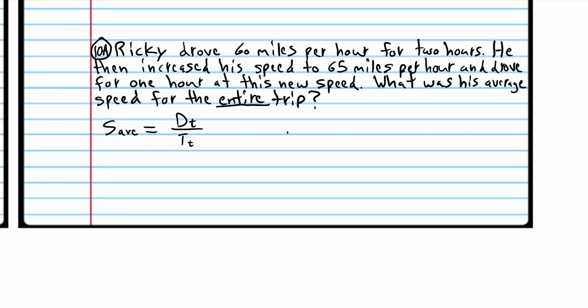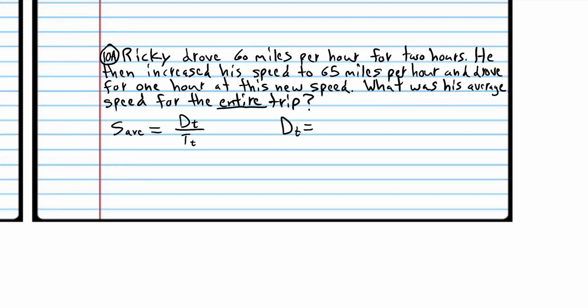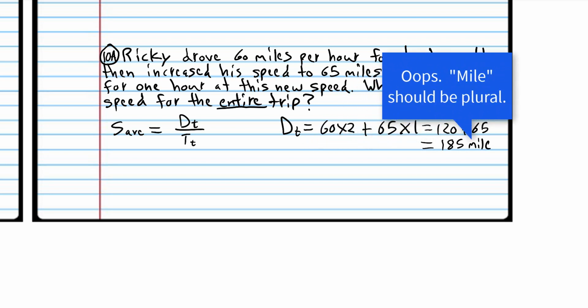So that's really easy. Total distance is 60 miles per hour for 2 hours, so you do 60 times 2, and then 65 miles per hour for 1 hour, so 65 times 1. 60 times 2 is 120. 65 times 1 is 65. Add those two up and you get 185. Now again, you can do that off to the side if you want, but we're running out of time, so I'm just doing that quickly. So 185 miles is the total distance.